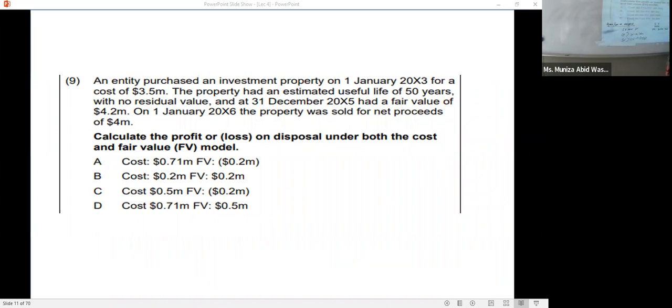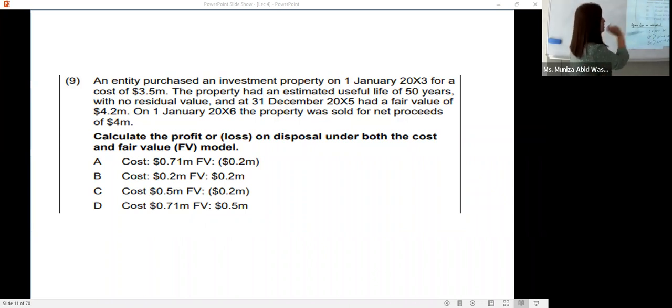If the cost model was in use, then the carrying value has to be compared with the sale value. Sale value is $4 million, it is not going to be changed, but carrying value is not going to be the same now. How much carrying value will be there? Cost minus accumulated depreciation. Cost is $3.5 million minus accumulated depreciation. Accumulated depreciation for how many years we have to take? For 2003, 2004, and 2005. For 3 years, accumulated depreciation has to be taken.